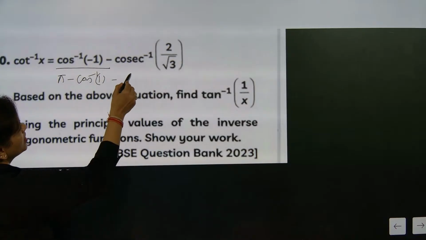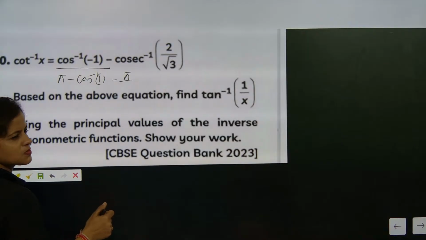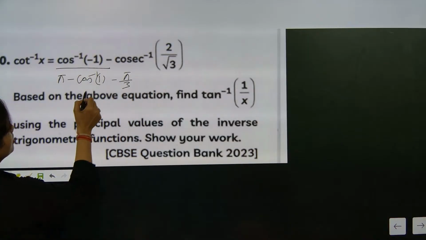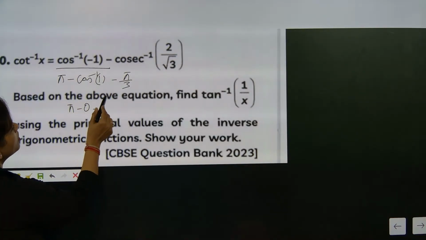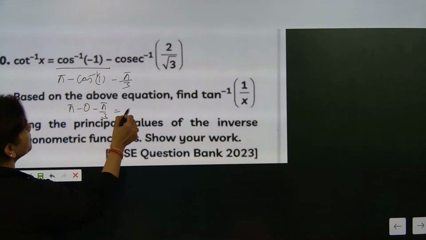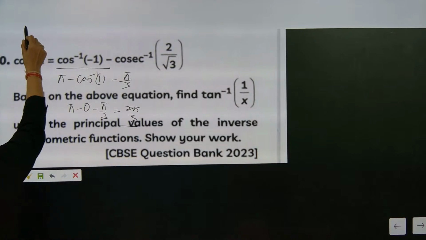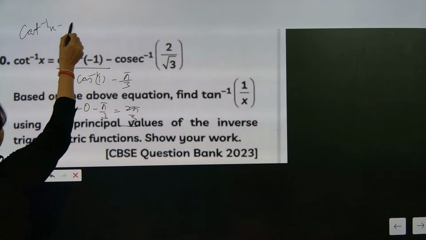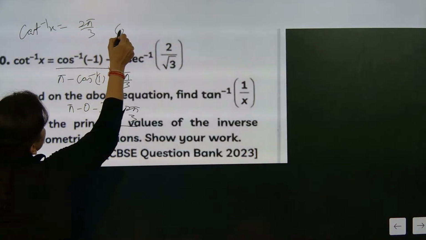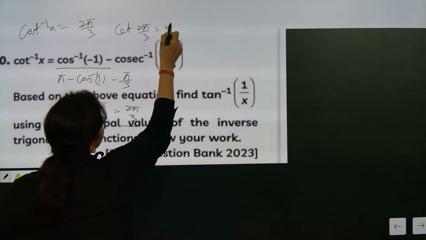What is the value? Pi by 3. So here it will become pi minus cos inverse 1, which is 0. So pi minus 0, and here it is pi minus pi by 3, which will become 2 pi by 3. So if it is coming as 2 pi by 3, then cot inverse x is equal to 2 pi by 3. So cot 2 pi by 3 is equal to x.